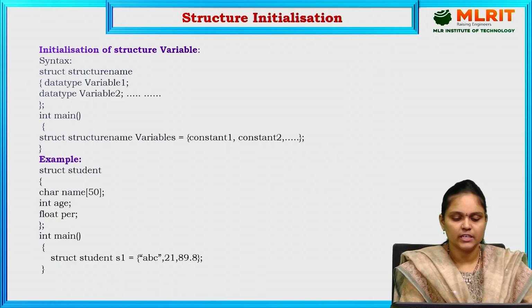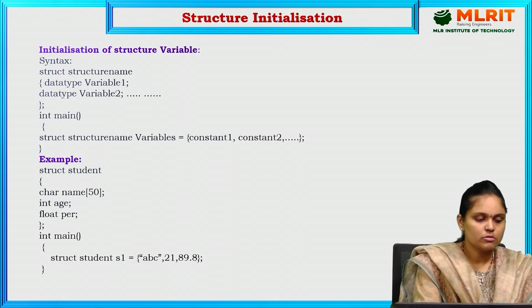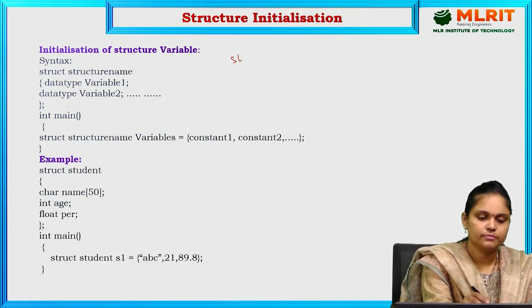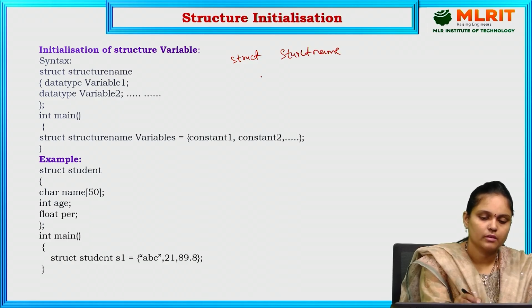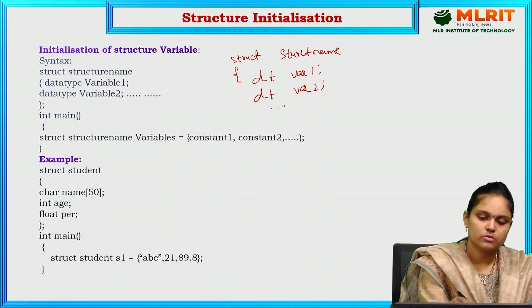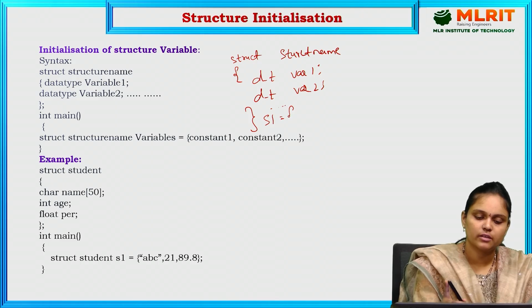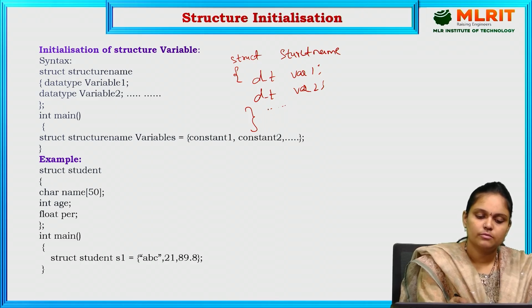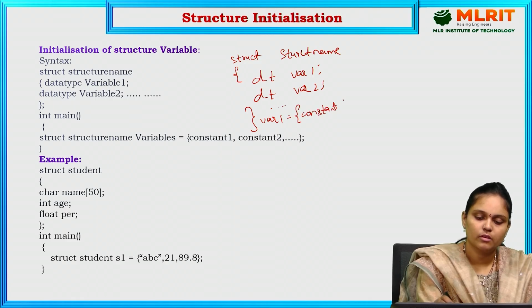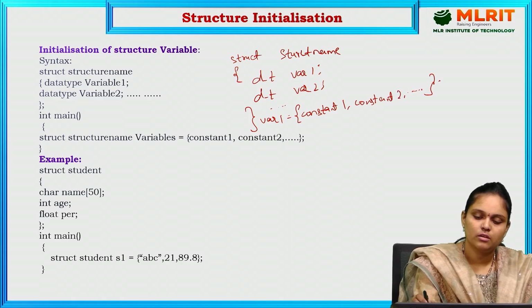We also have another way of initializing a structure. We can declare struct, name, and next data type variable 1, data type variable 2, and so on. We can also declare s1 equals the values. That is the syntax: variable 1 equals constant 1, constant 2, and so on, based on the members.